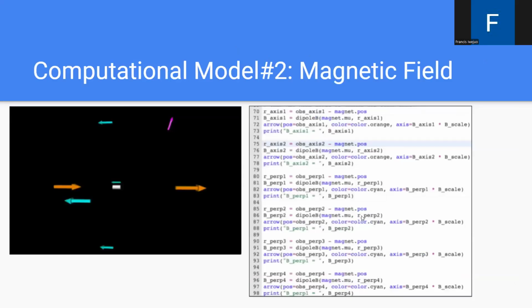Here's the second computational model, which was the magnetic field. On the right, you can see the code that was involved in this part, and on the left here you can see what the rendering looks like in GlowScript.